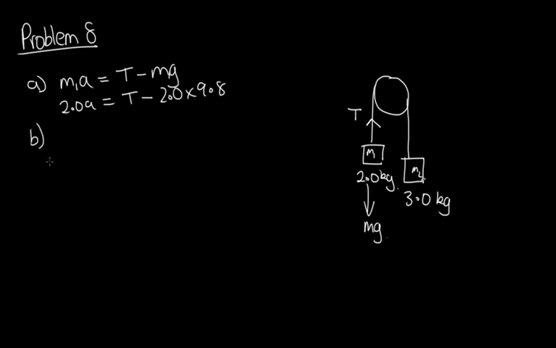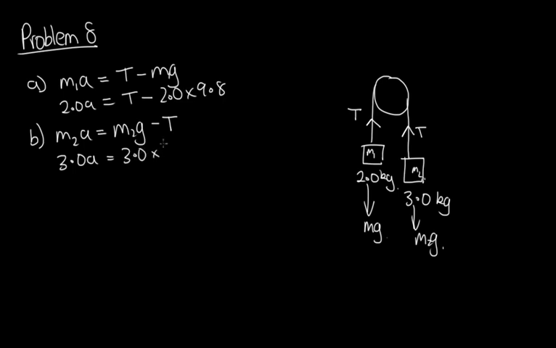Part B says, write a similar expression for the net force on the 3 kilogram mass. So this 3 kilogram mass has the tension pulling it upwards and its weight force pulling it downwards. So the result of these two forces acting on it is going to be the acceleration of this mass. So in this case, we've got the weight force pulling it down and the tension pulling it up. And so we can substitute in the 3 kilograms. So we've got 3.0a is equal to 3.0 times 9.8 minus T.